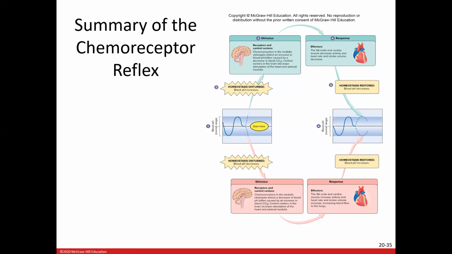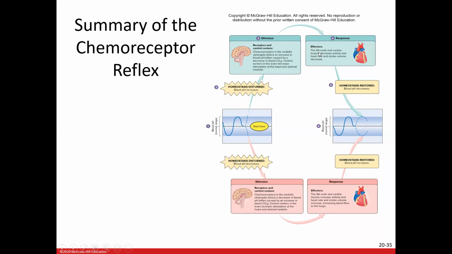Then an example with the chemoreceptor. So the chemoreceptor regulates pH, oxygen levels, and carbon dioxide levels. But in this example, we're just looking at pH. So first example, first section of the loop, is when blood pH increases too much, so the environment is getting a little too basic. The chemoreceptors within the brain are going to detect that increase in blood pH, usually because we have too low of CO2 levels within the blood, and it is ultimately going to stimulate the heart and the adrenal medulla.